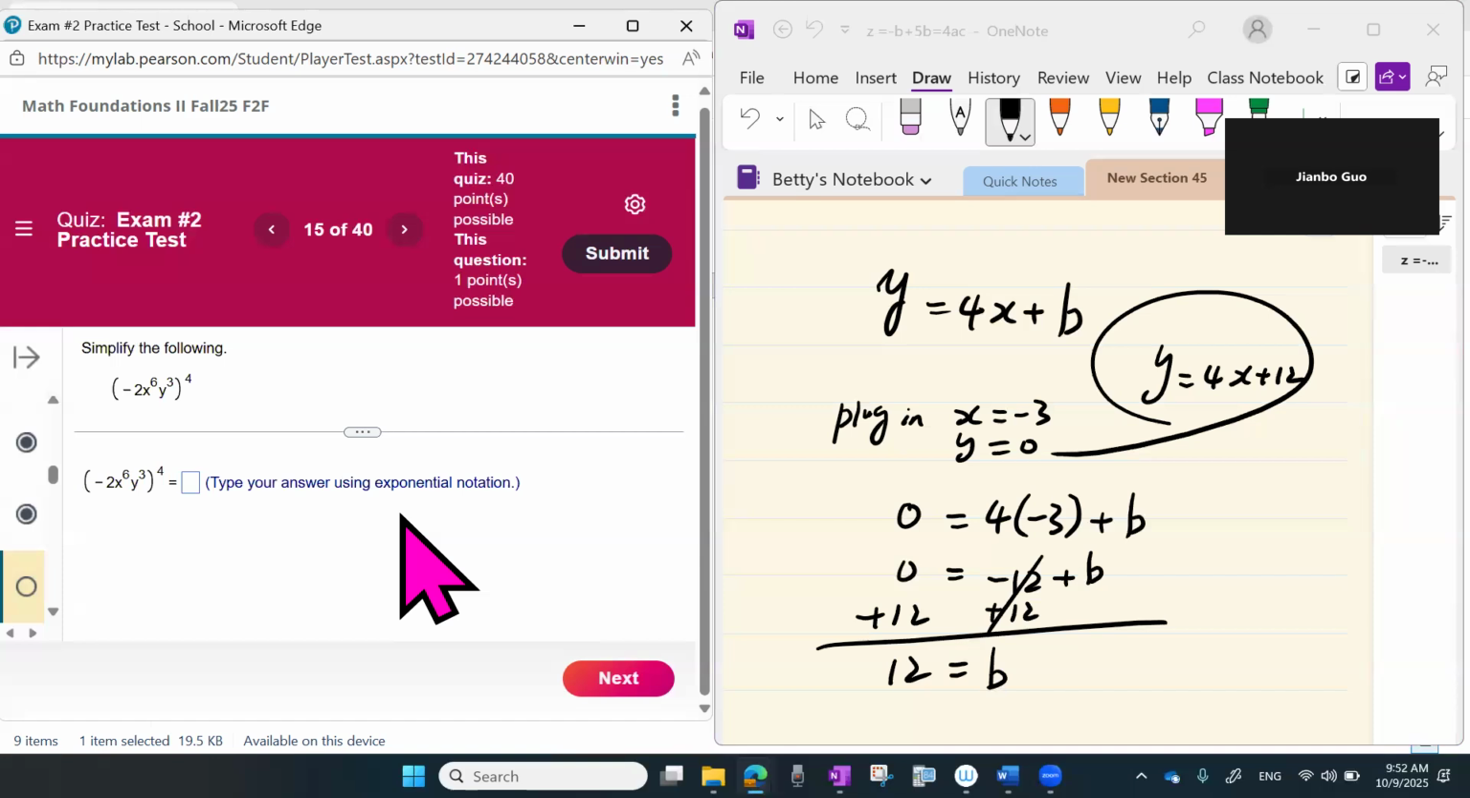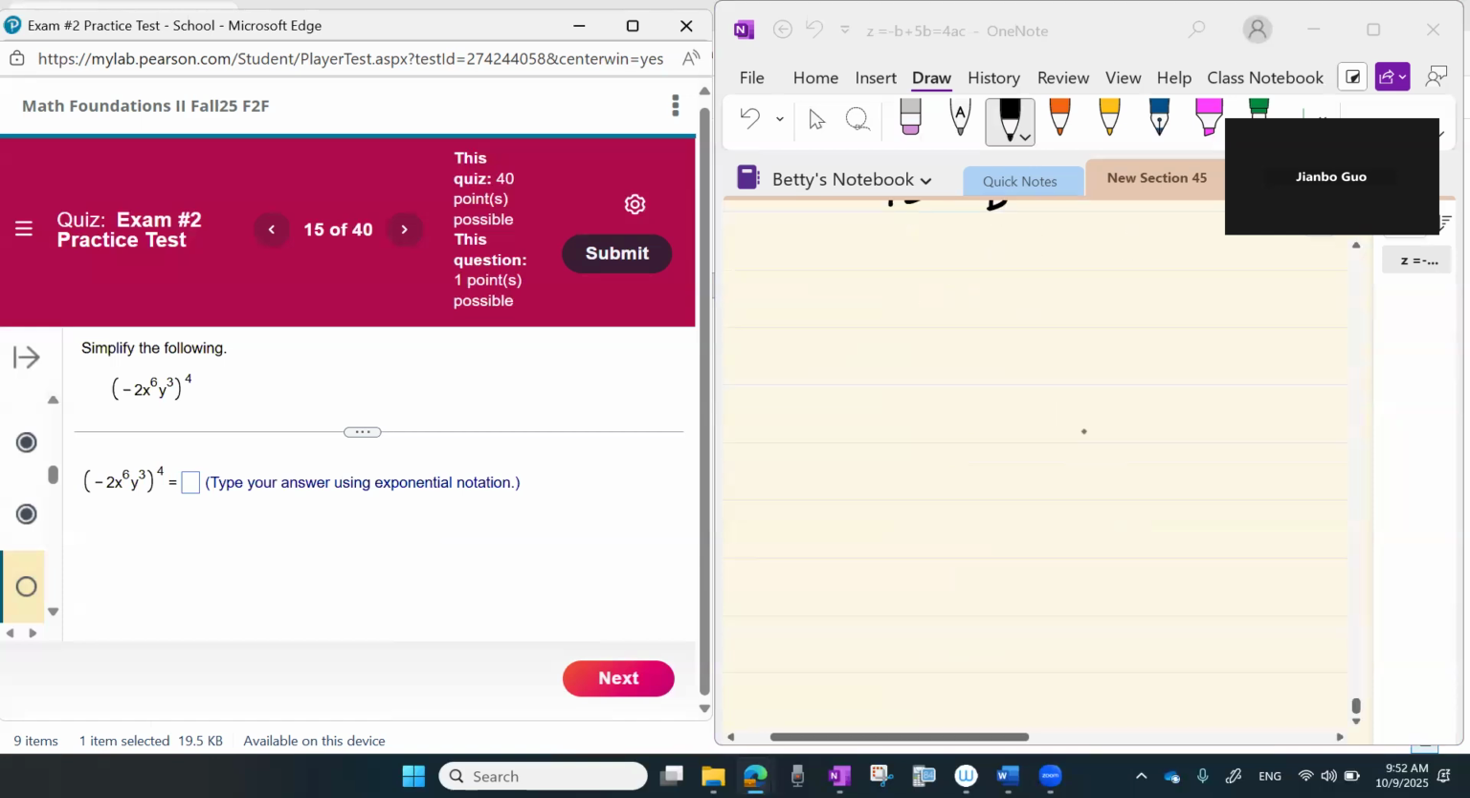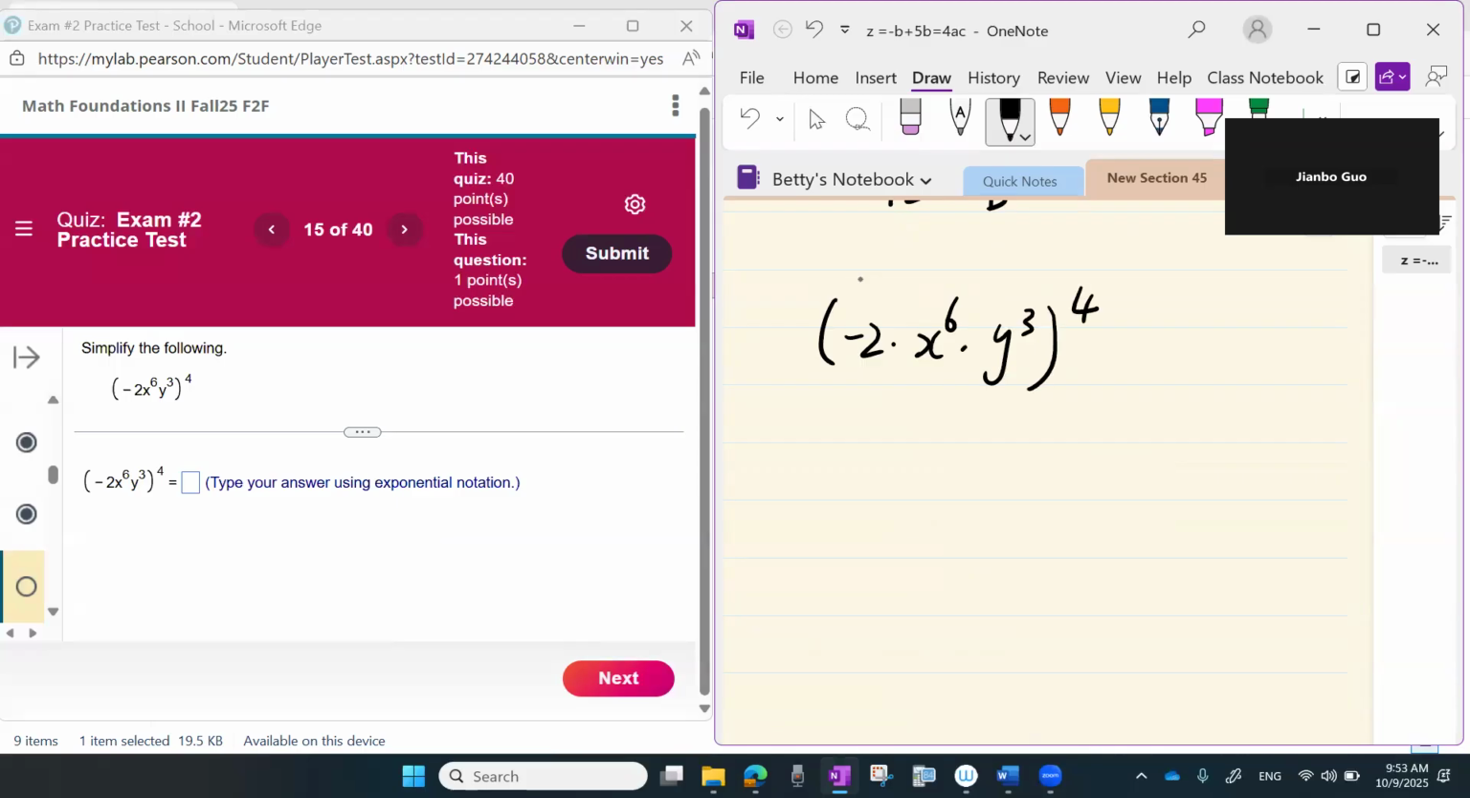Question number 15. Simplify the following expression. I see a power of a product. The product in the base has a factor 2, a factor x to the power 6, and a factor y cubed. Then we apply the power of 4 on each factor: 2 to the power 4, x to the power 6 to the power 4, y cubed to the power 4.